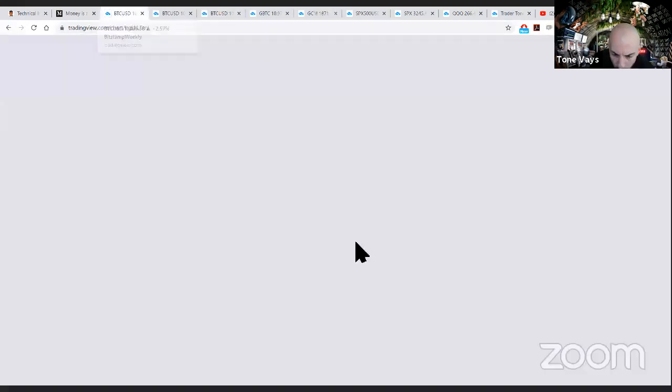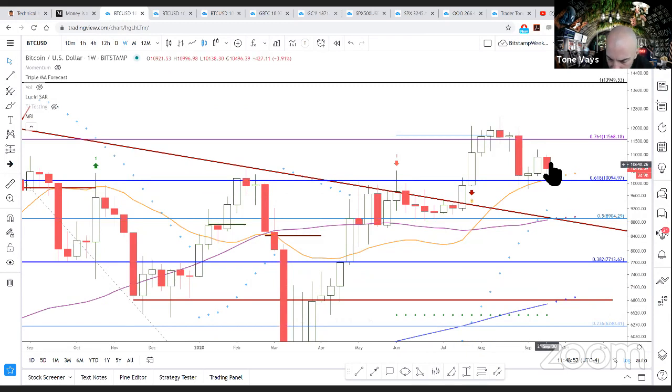But once again, we go back to the weekly chart, and Bitcoin is in a complete no trade zone on the weekly. If Bitcoin goes below this 10,000, very high probability we're going all the way to 9, because there's no support in between 10 and 9.